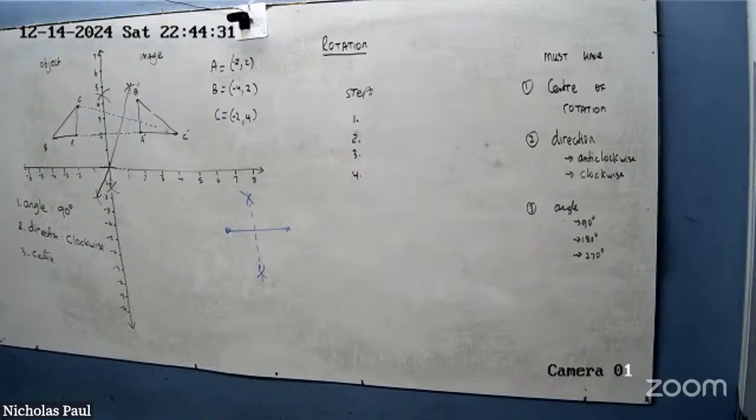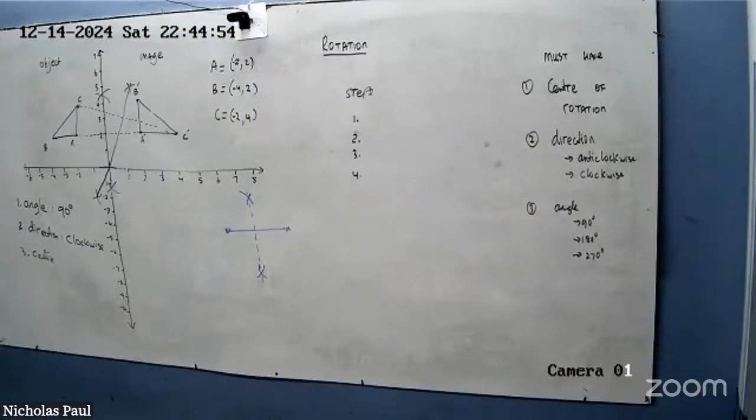Step number 2: using a compass, bisect A prime. Repeat again, please. Step number 1, draw a broken line from A to A prime. Step number 2, bisect the line A to A prime.